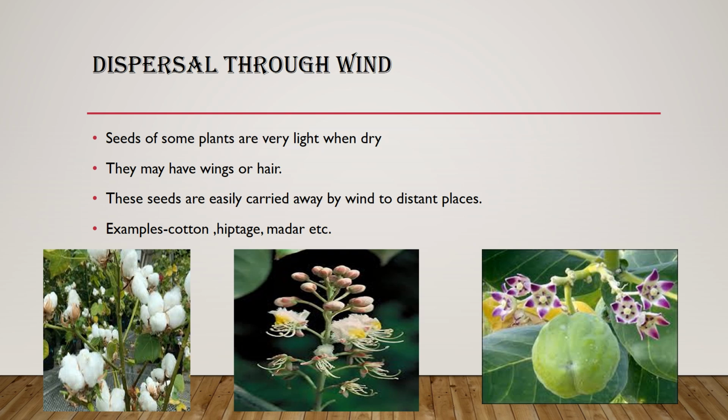The first example is cotton. In the first picture you can see cotton, then in the second picture madar, and the third picture. So these are the plants which disperse their seeds through wind.